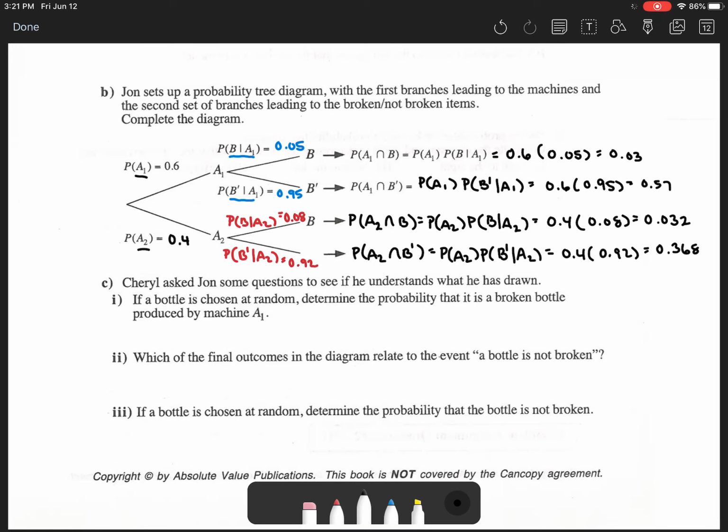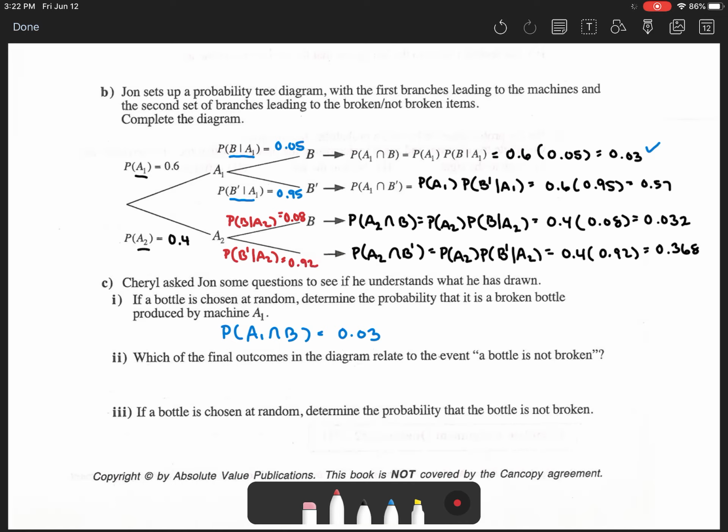Cheryl asked John some questions to see if he understands what he has drawn. It says, if a bottle is chosen at random, determine the probability that it is a broken bottle produced by machine A1. So what you're looking for is the probability of A1 and B, that it came from A1 and it's broken. Well, that's the first one, right here. So this is 0.03.